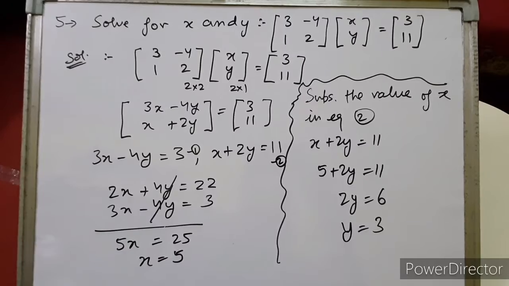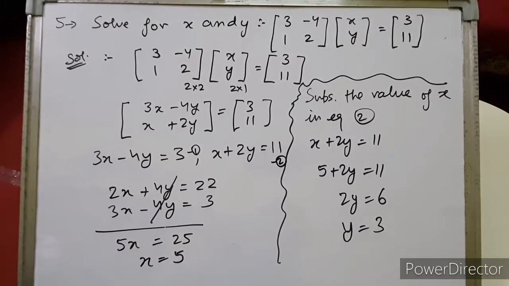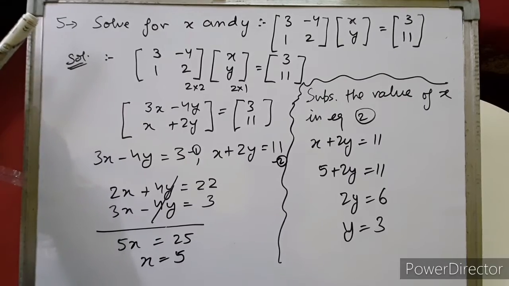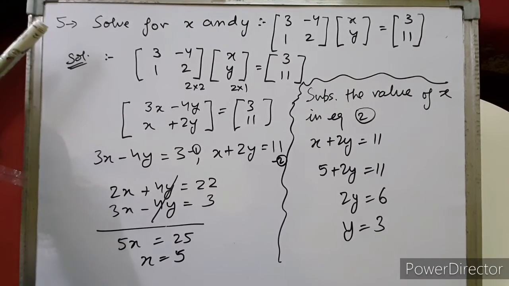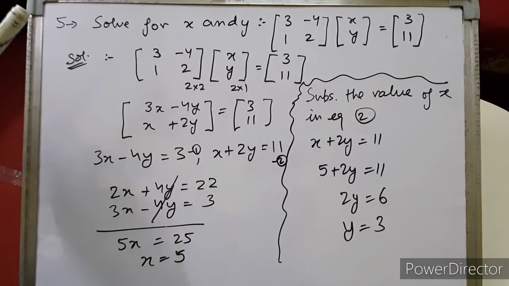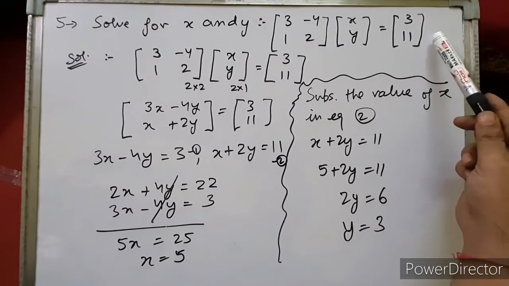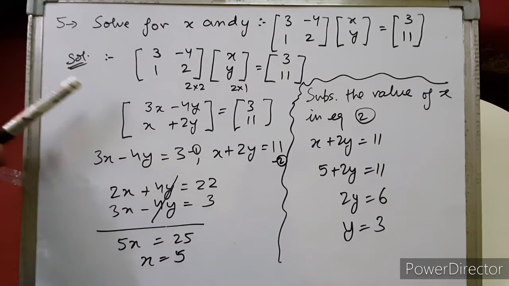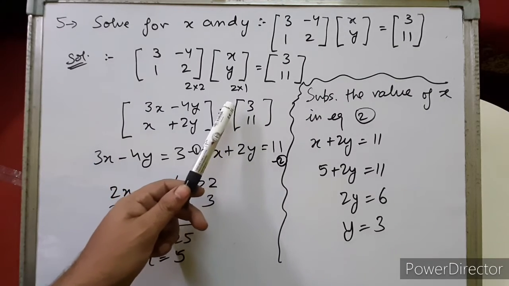Okay children, let's discuss question number 5. In this it is given that solve for x and y. The matrices are given as 3 minus 4, 1 2 into matrix x y equals to a matrix with only one column, 3 and 11. Now let's see the solution children. The first matrix is of order 2 by 2. Second matrix has 2 rows and 1 column.